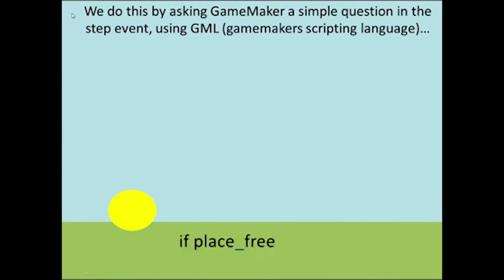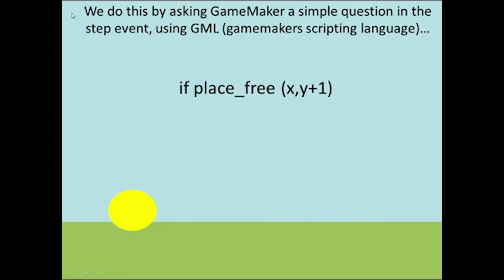So for gravity to work in GameMaker, we need to get GameMaker to check that the space beneath the object is empty every single second of the game. So we do this by asking GameMaker a very simple question in a step event, which is an event that runs every single second that the game is running, using GML or GameMaker's scripting language. And the question we ask is: if place_free(x, y + 1).